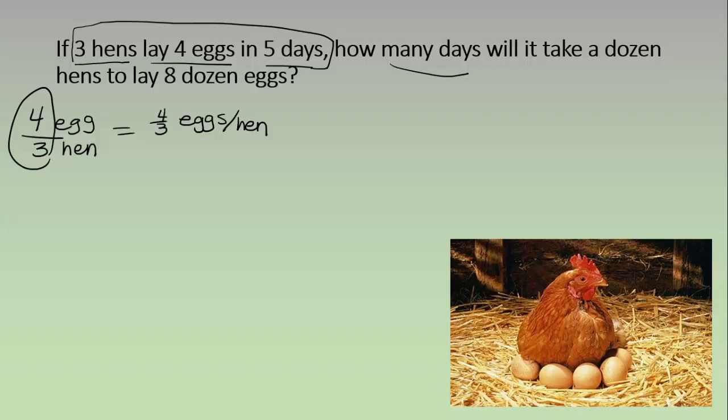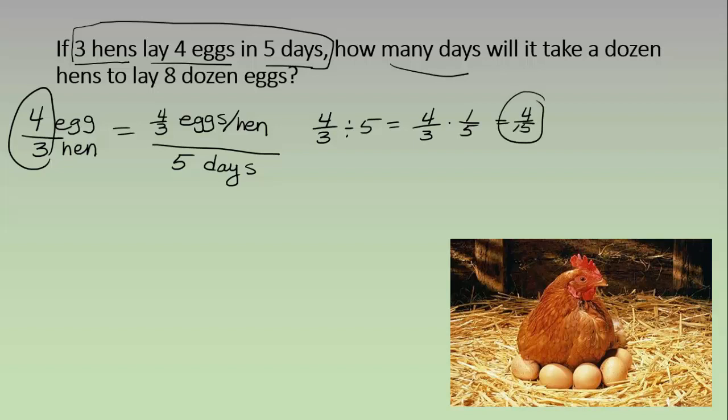So 4/3 eggs per hen, but that still is 5 days. So now I'm going to divide it again by the 5 days to get a unit rate for that also. Now dividing 4/3 by 5 is the same as multiplying 4/3 times the reciprocal. And so that is 4/15. That is my rate for the number of eggs laid by 1 hen in 1 day. Now I can use that rate to solve the problem.